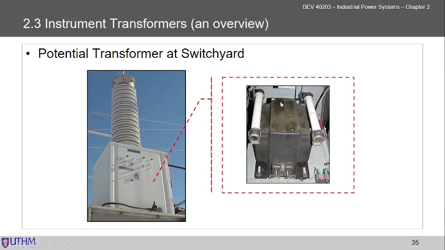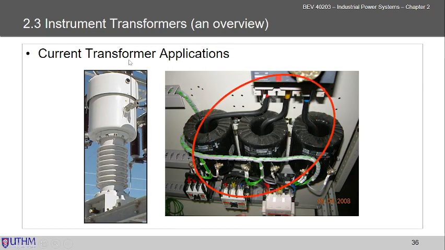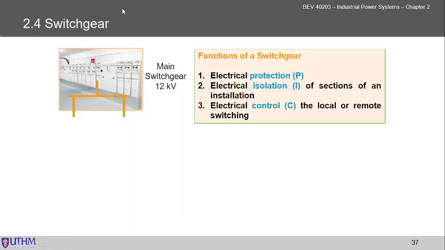Normally it's like this. If you open this box, this is the current transformer application inside the switchgear. This is a photo I took from the factory, the manufacturer of the switchgear, last time in Penang. The switchgear rating must be slightly higher than the incoming. Let's say the incoming is 11 kV, now you choose 12 kV.